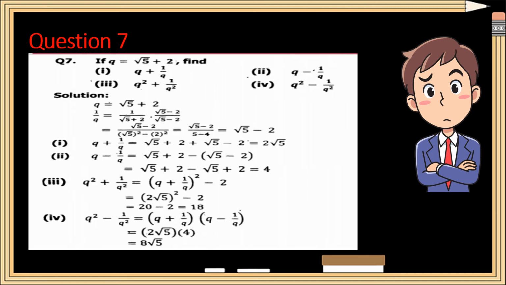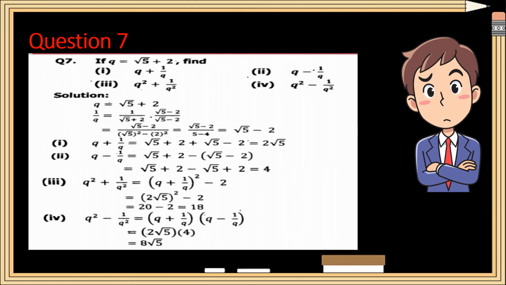In question number 7, you have q equal to square root of 5 plus 2. You have to find the value of q plus 1 over q. The question is quite similar to question number 6. You have to find the value of 1 over q. So 1 over q is written as 1 over square root of 5 plus 2. So we will rationalize it because we have a surd in the denominator. Now it can be rationalized as it is multiplied and divided by square root of 5 minus 2.